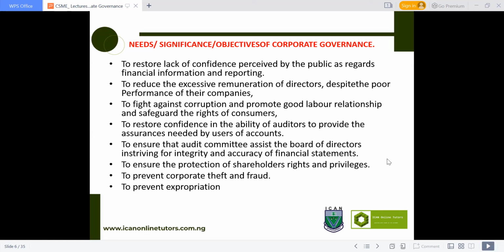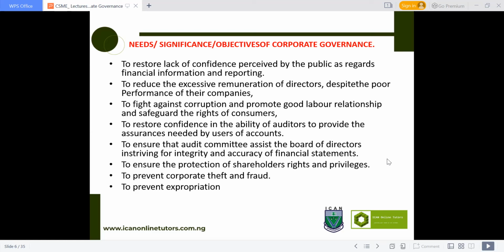So we need corporate governance so that it will restore public confidence. If I'm calling on the public to come and buy shares, in the olden days we had a lot of corporate failure, and if a company fails, the investors will lose. So we need corporate governance in order to increase the confidence of the public. We also need good corporate governance.